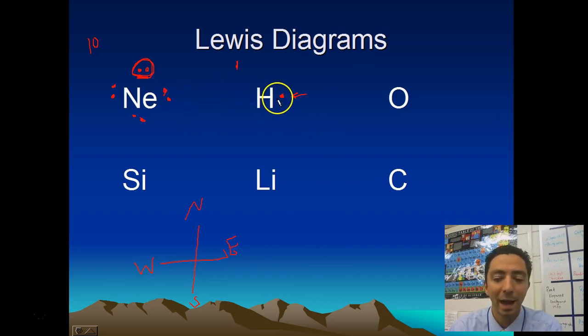If we brought neon and hydrogen together, there's going to be no bonds formed because neon's got 2 electrons at each possible zone. It can't take any more.